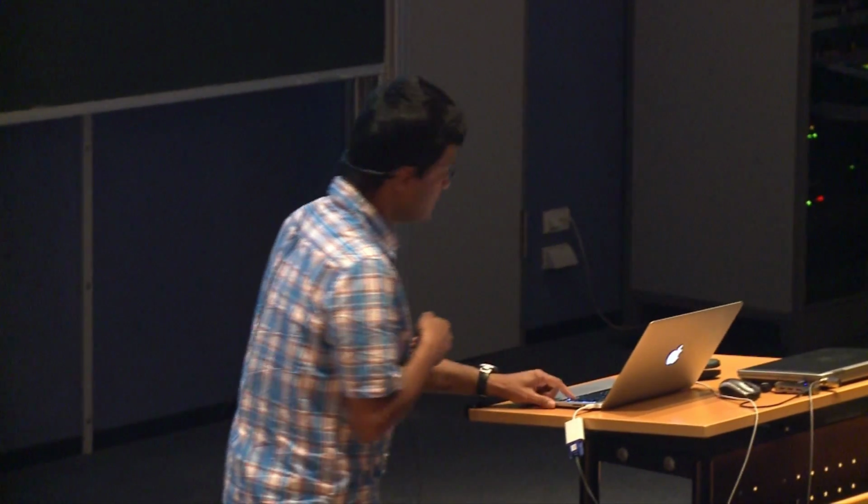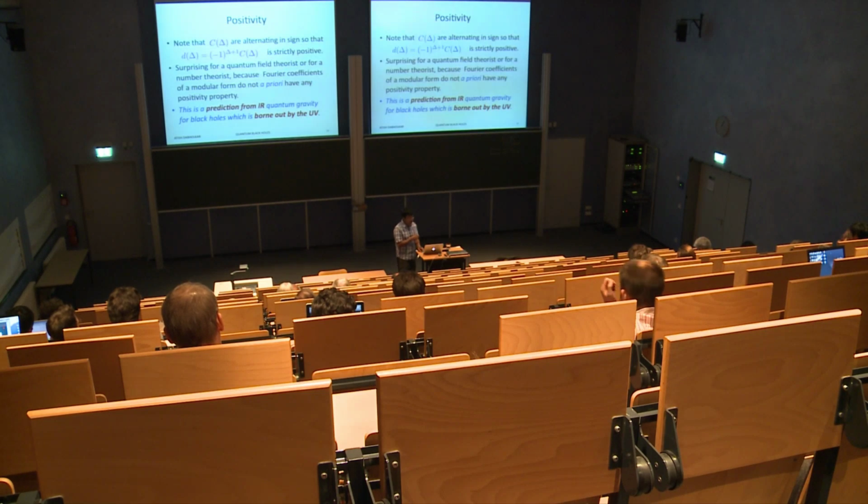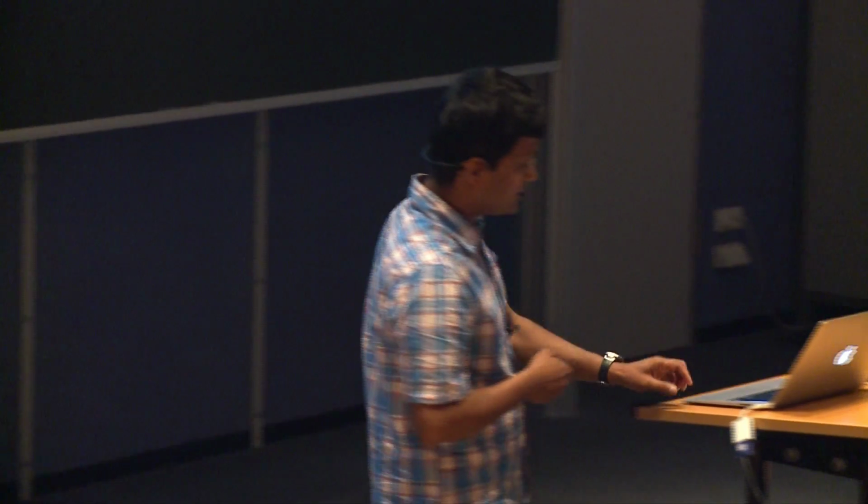Moreover, notice that these have alternating signs, and that is because the degeneracies are actually related to these Fourier coefficients with some (-1)^(delta+1), and therefore the degeneracy is strictly positive, as you would expect. So again, this is a prediction from the infrared of the quantum gravity for black holes, which is borne out by the ultraviolet.